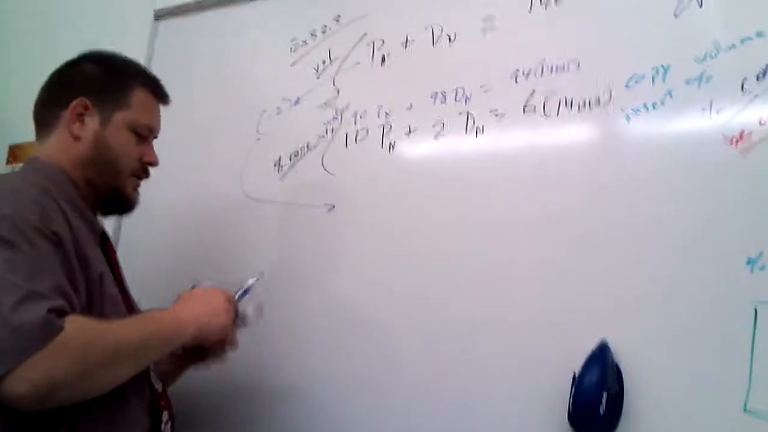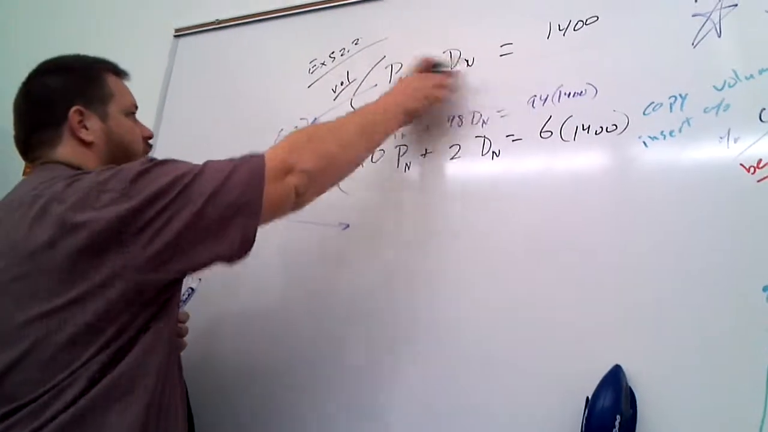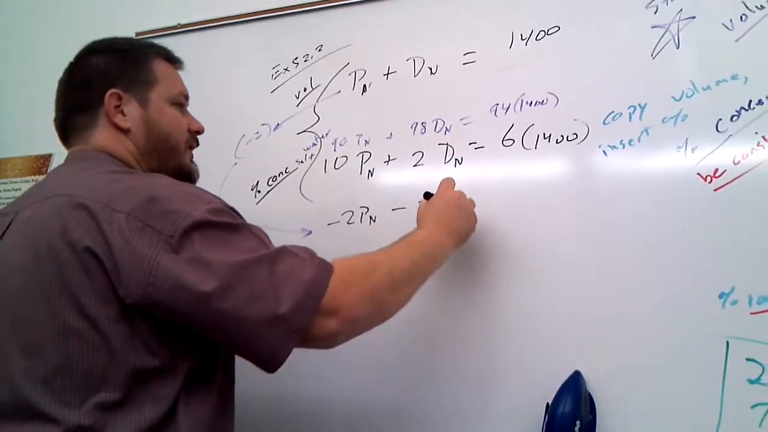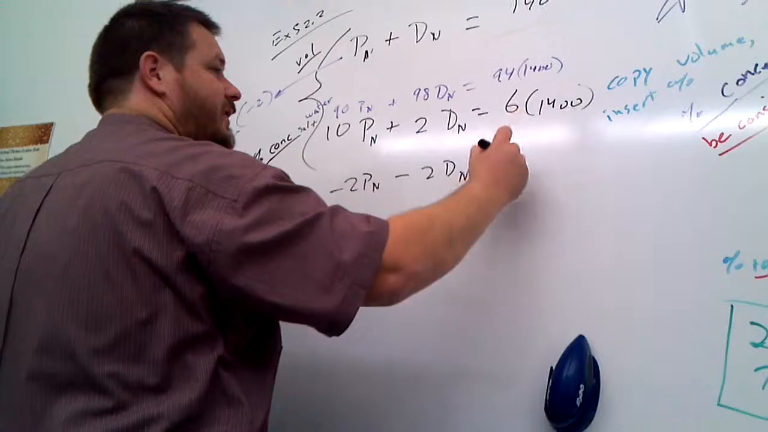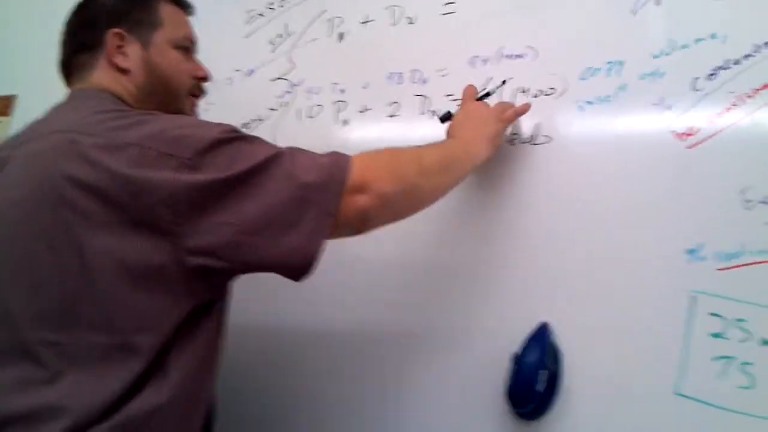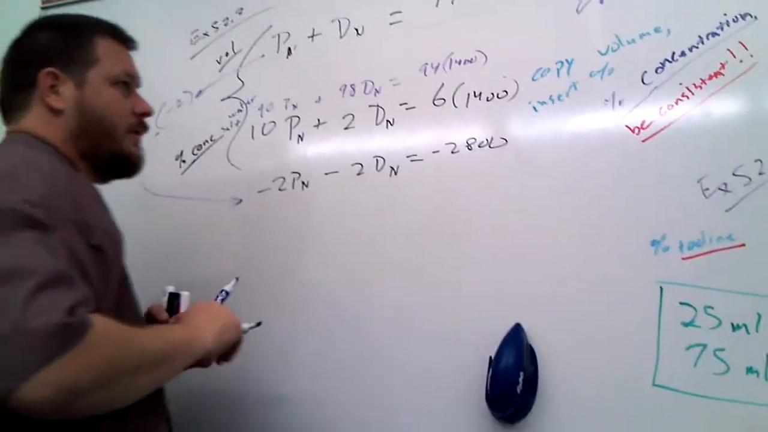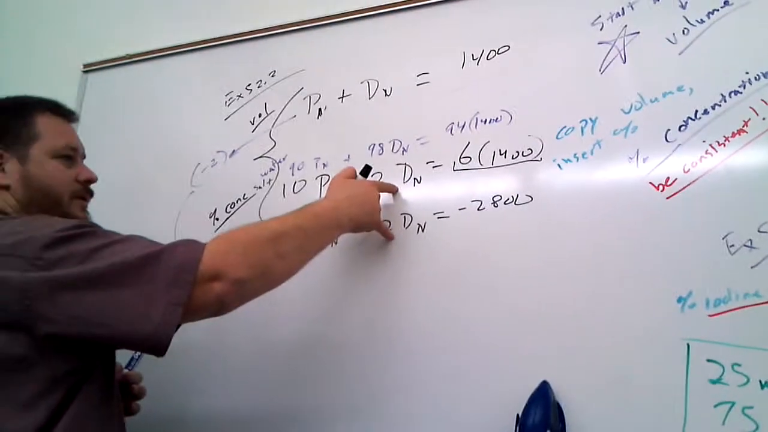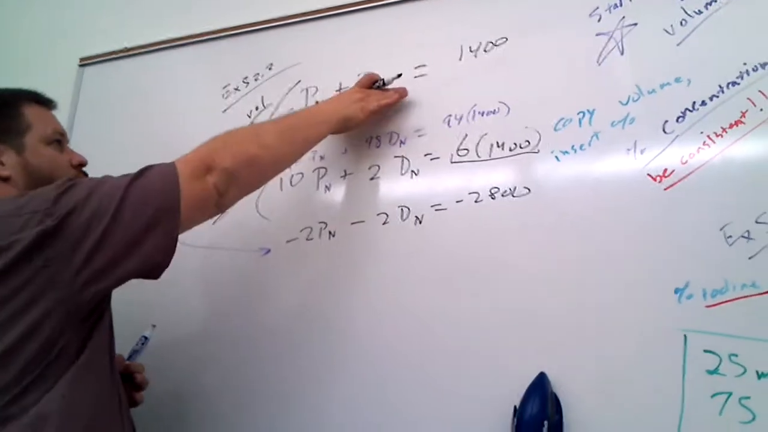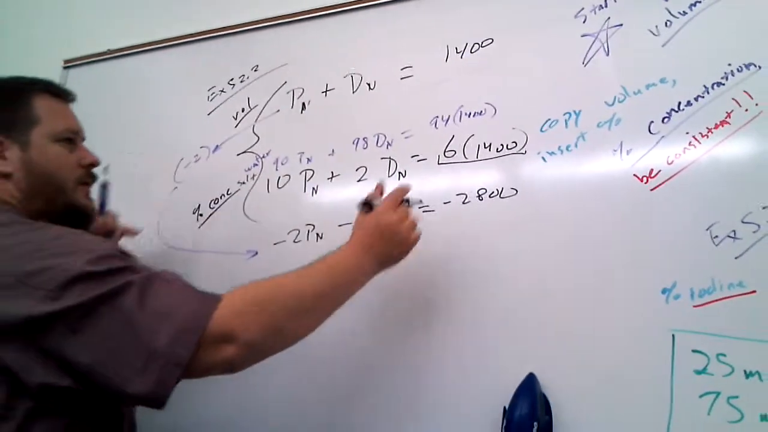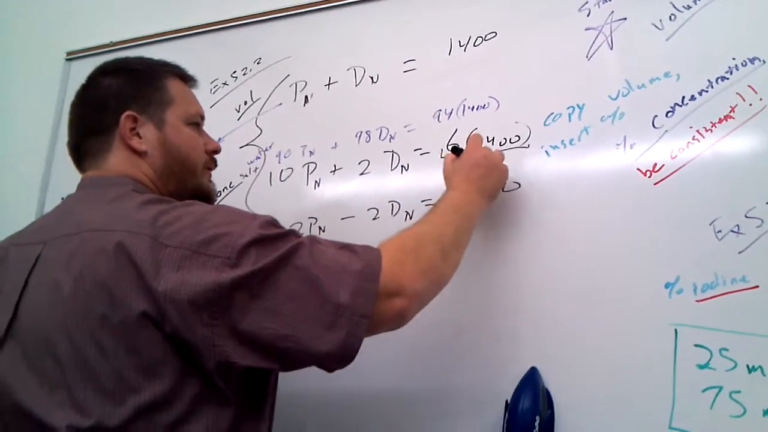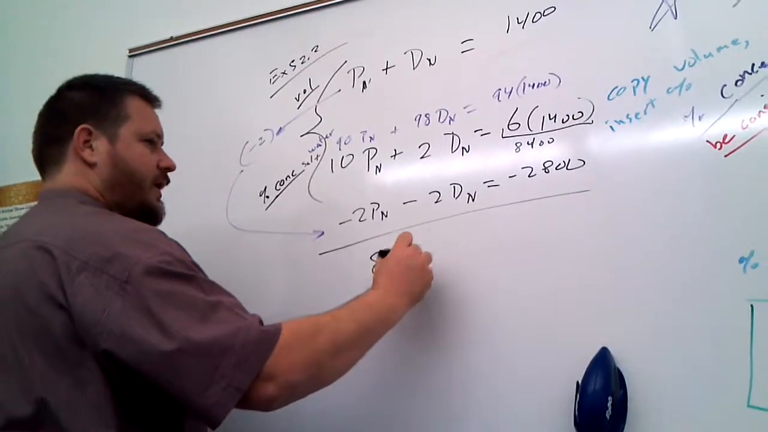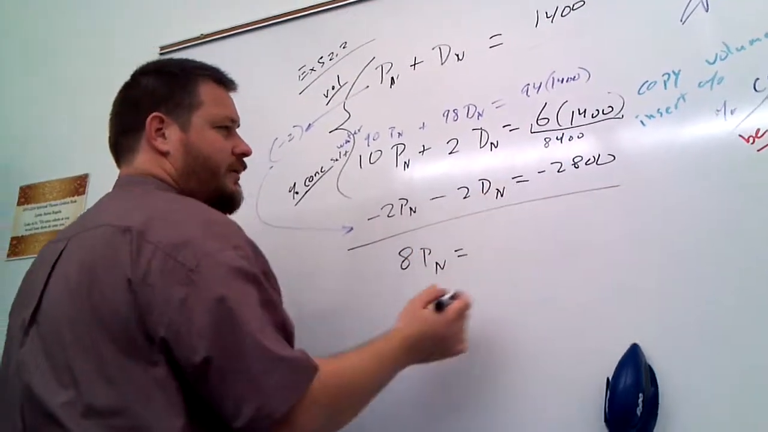Okay, so let's see. I'm going to take this equation and multiply by -2, so I've got -2Pn minus 2Dn, and -2 times 1400 is -2800. By the way, what's 6 times 1400? 8,400. Because I'm going to eliminate, I took this equation and multiplied it by -2. Alright, so those cancel.